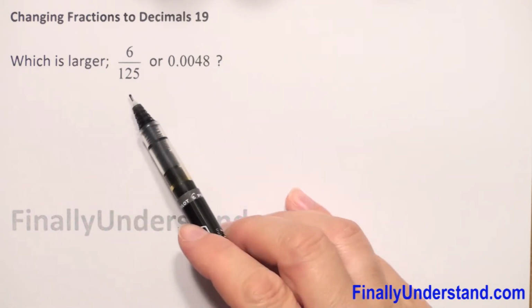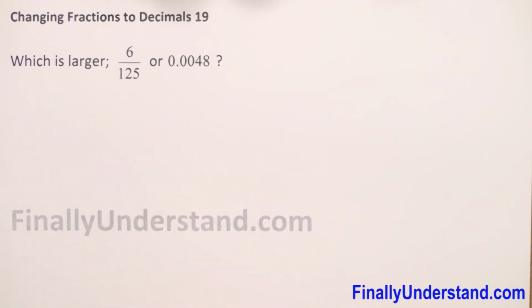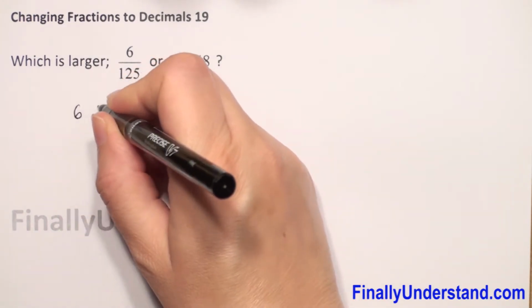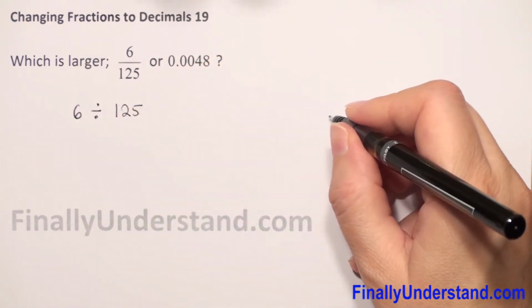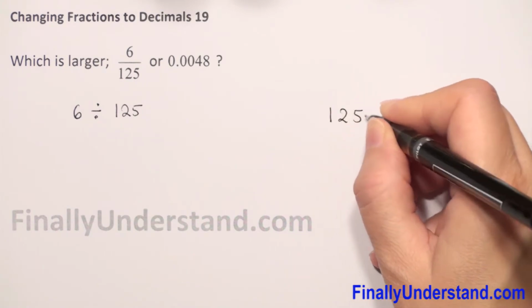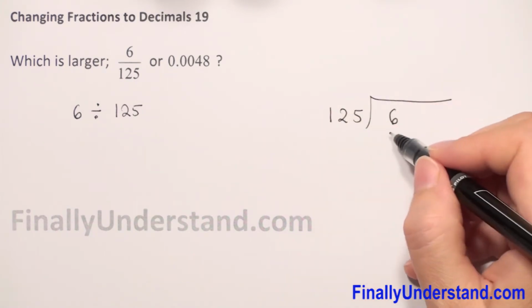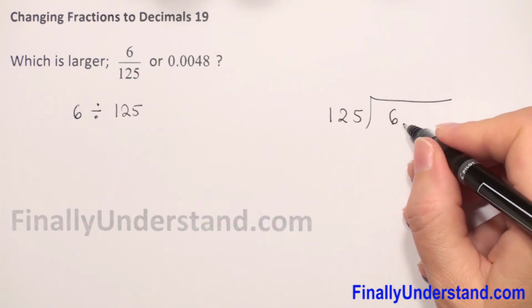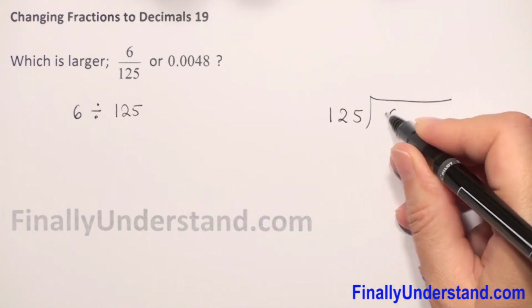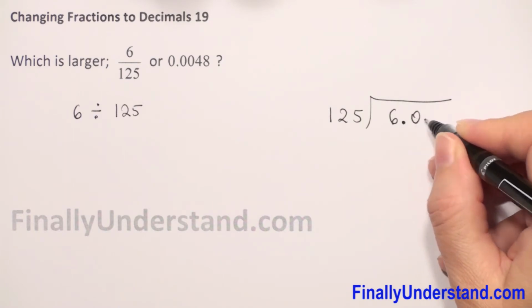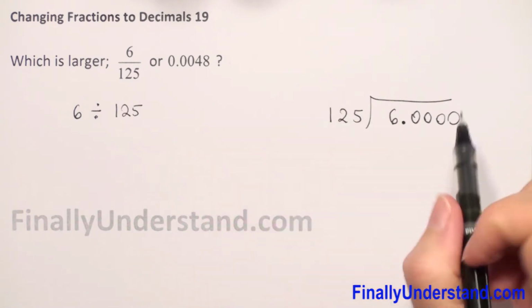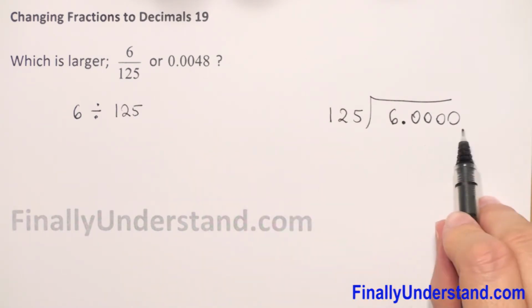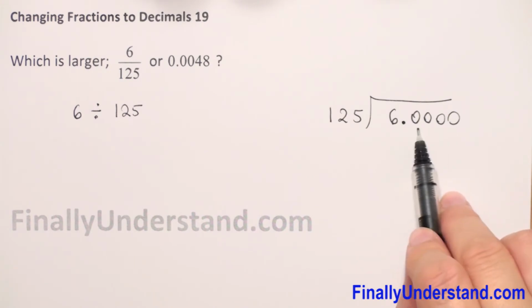So we have 6 over 125. How do we change this to a decimal number? We will divide the numerator by the denominator, so we will use long division. Our divisor is 125, and we have 6. Because we cannot put 125 into 6, we write a decimal point because this is a whole number, and we add extra zeros. Because we have 4 digits here, let me add 4 zeros to our dividend.